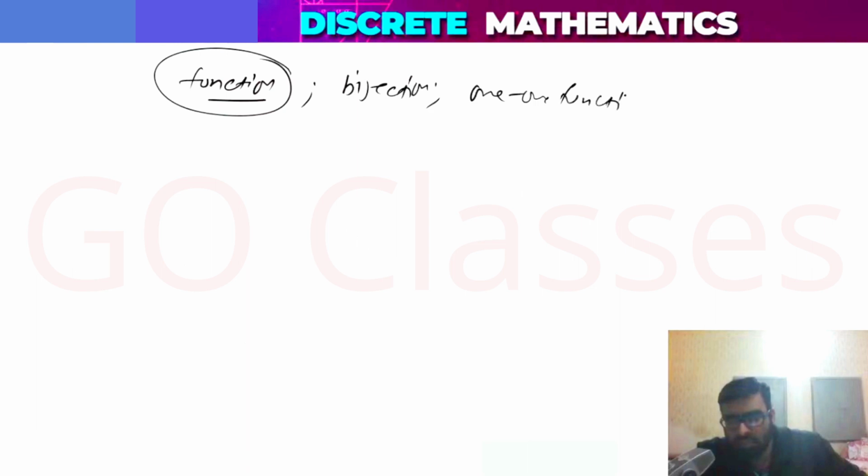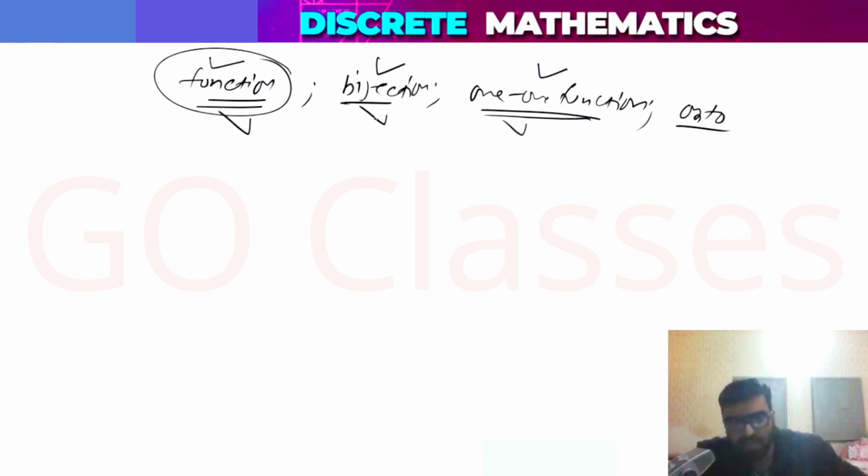Actually I am not going to teach all these things because these are very basic things, and since we are in the last 1 month of the GATE exam, it does not make any sense if we are still studying these basic things. So I assume that everybody knows these things: what is a function, what is a bijection, what is a one-to-one function, what is a surjective function, basically what is an onto function. This is my assumption that you already know these very basic things. Now, this bijection is very important, that we will use.